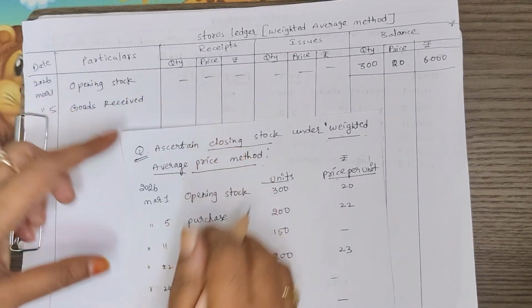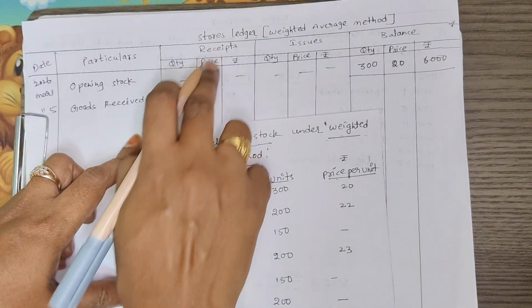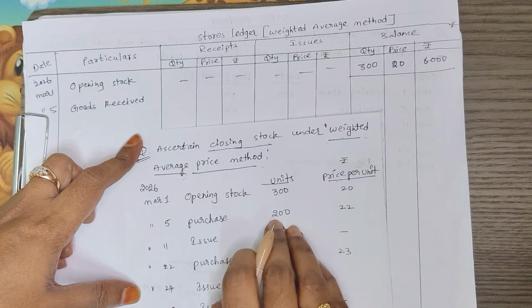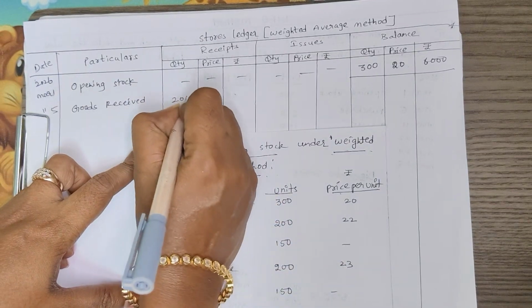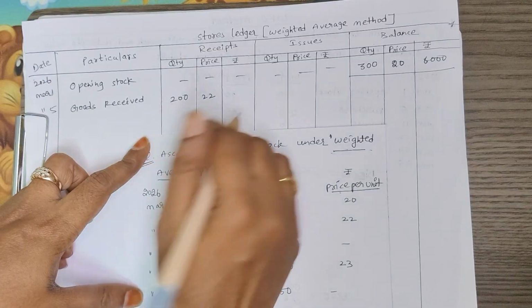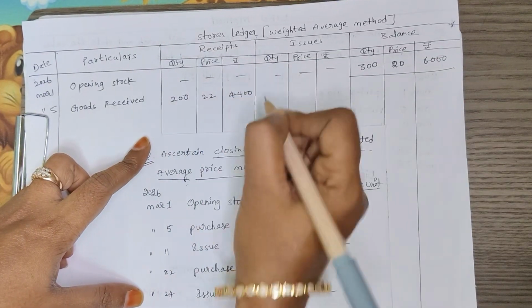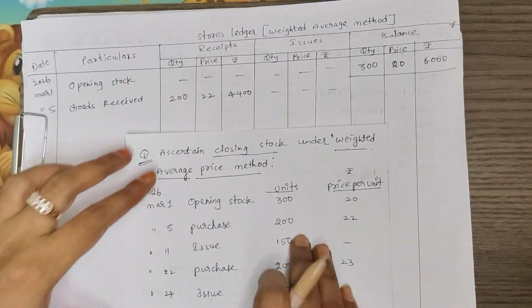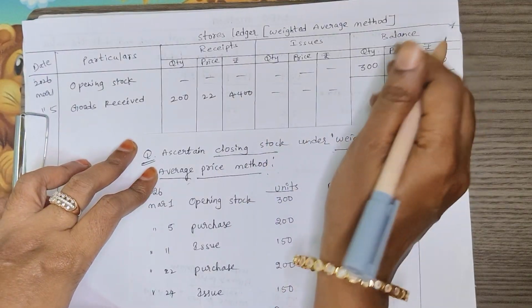At the time of purchase, you need to write in the receipt column because we are receiving goods. How many goods are there? 200, at the rate of 22. Okay, so 200 into 22, 4,400.